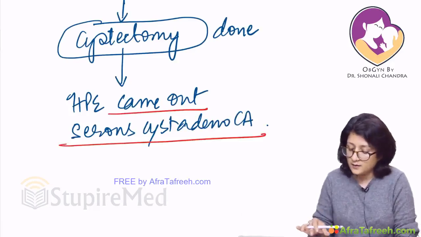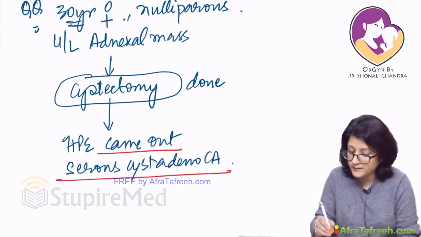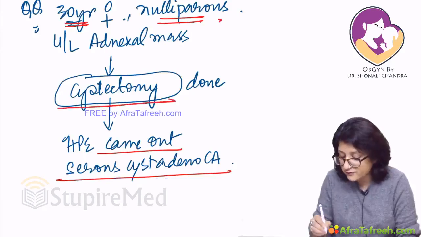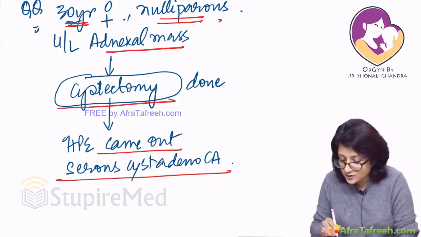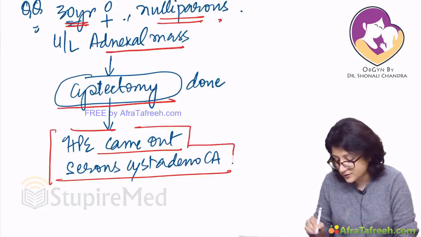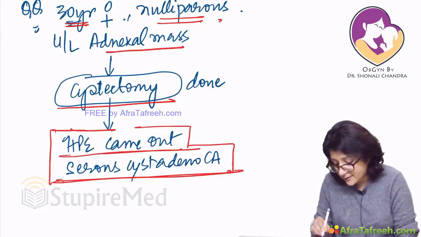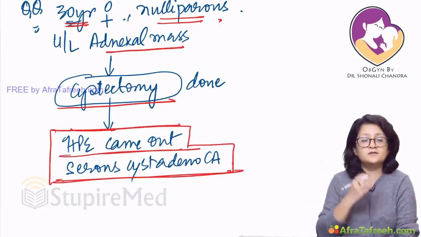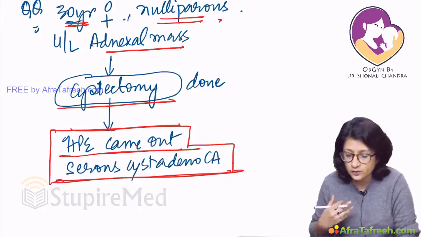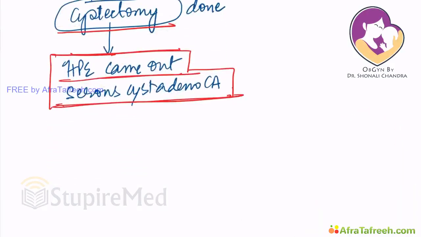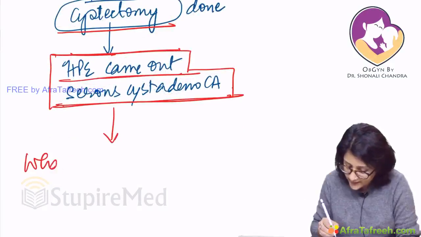So a young nulliparous woman who underwent a cystectomy for an adnexal mass, and the histopath, unfortunately, came out to be a serous cystadenocarcinoma, a cancer. What do we do now? What next?